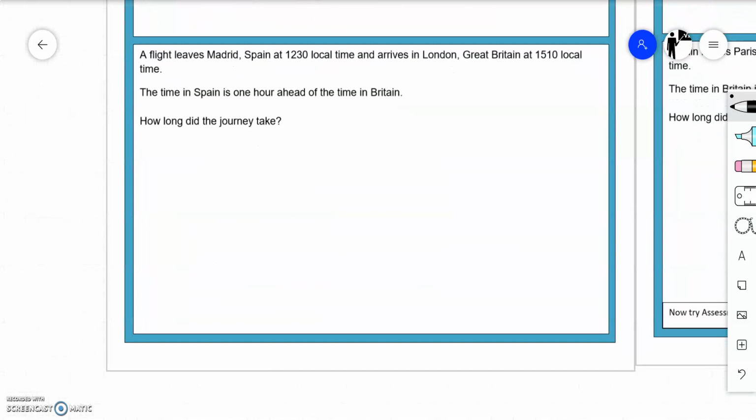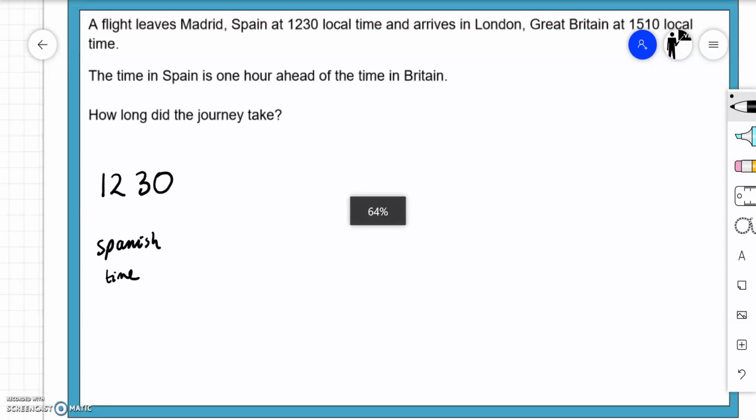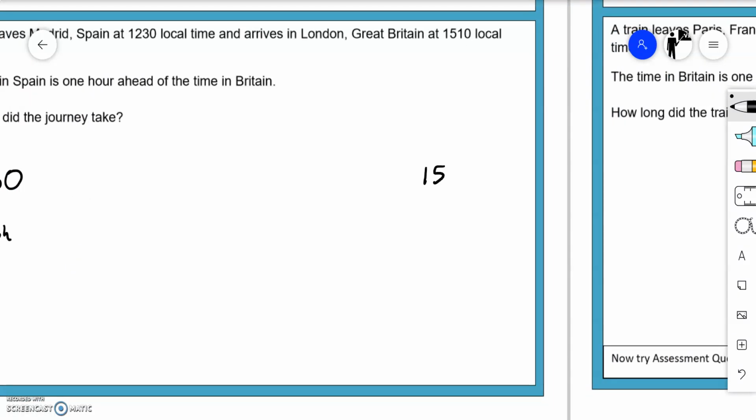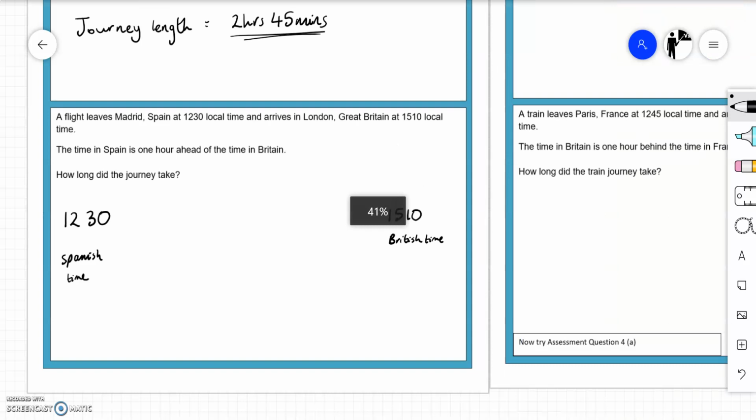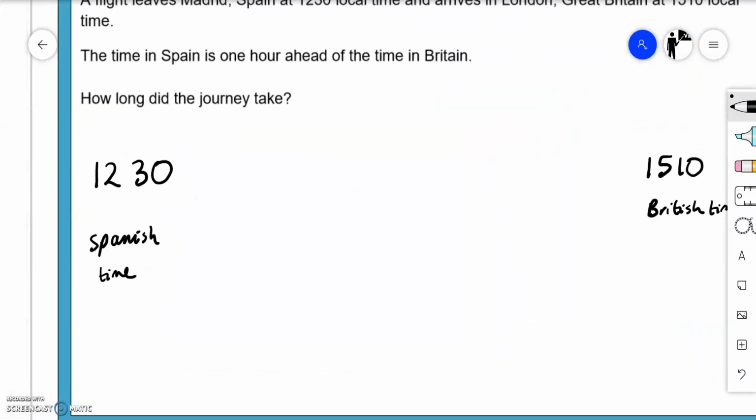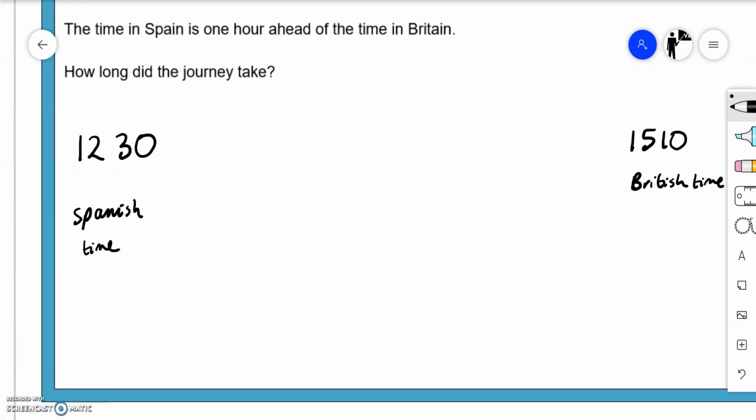A flight leaves Madrid, Spain at 12:30 local time and arrives in London, Great Britain at 15:10 local time. So let's just set this up first. So we leave at 12:30 and this is Spanish time. And we get home at 10 past 3 and this is British time. The time in Spain is 1 hour ahead of the time in Britain. How long did the journey take?